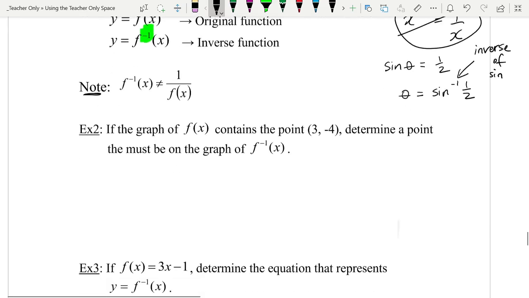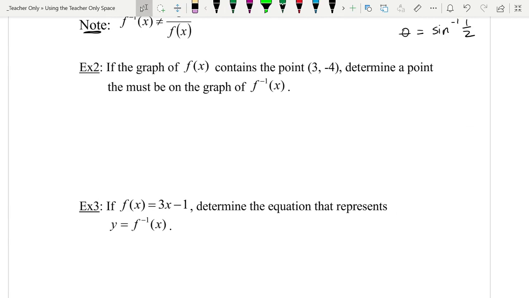All right, moving on. If the graph of f of x contains the point (3, -4), determine a point that must be on the graph of the inverse. So, if (3, -4) is on the original graph, (-4, 3) must be on the new graph.